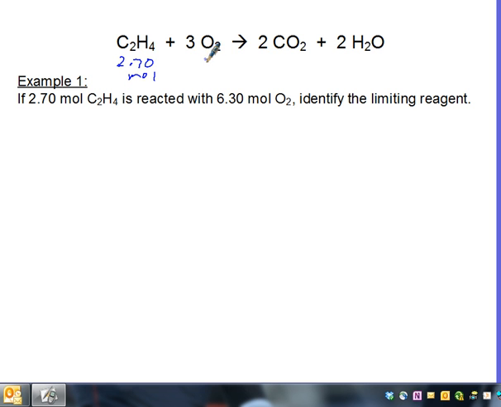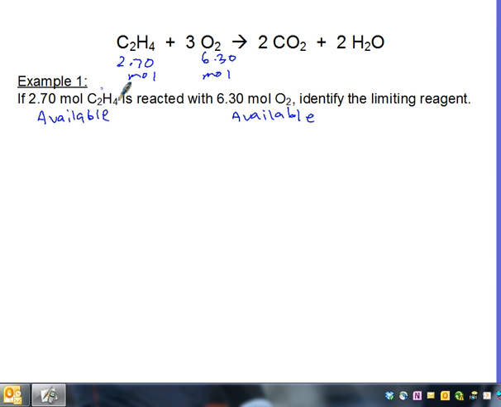So these two quantities here, the moles of ethene and the moles of oxygen, this is what's available to us. You want to write "available" underneath these. All right, so this is what we have. This is what is available to us to use. So steps 1 and 2 are already done.